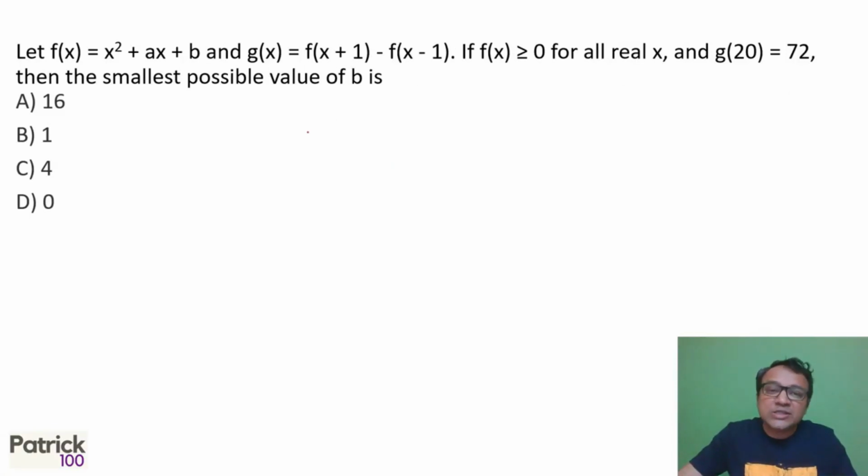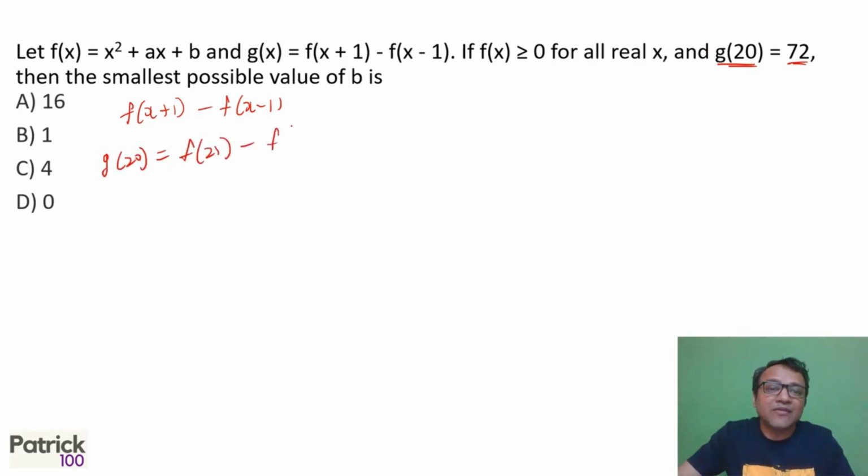Okay, this is an equation which you may have to solve. So you have f(x+1) minus f(x-1). The value given to you is only g(20) is given as 72. So I have to find g. To find g, I can substitute here and check. So one way of going about it is to put g as 20, so g(20) will be nothing but f(21) minus f(19). This is one way of solving it.